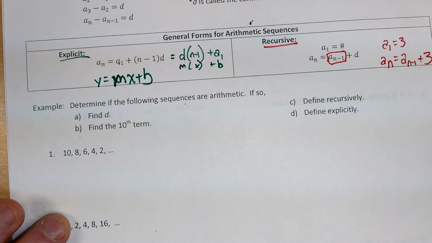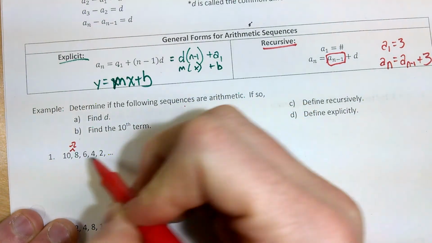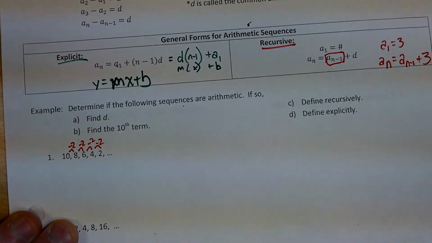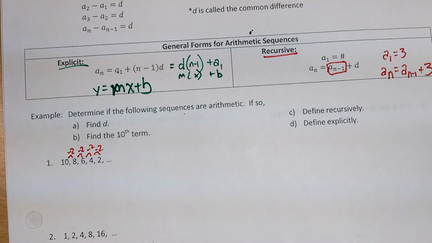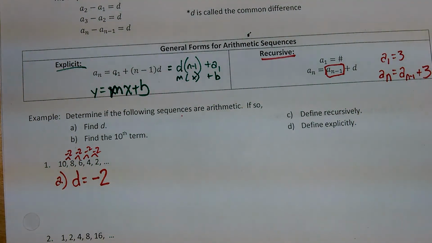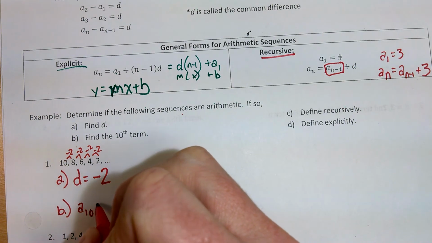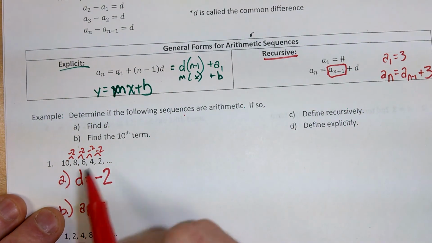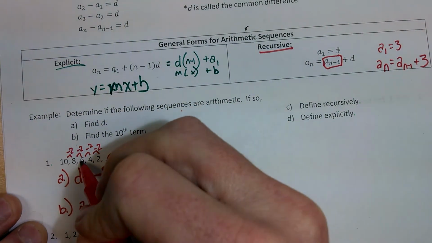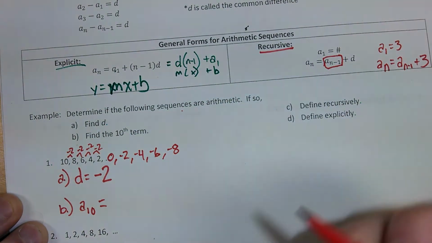This one's obviously decreasing. So if we use our trick to see if it's arithmetic, 10 to 8 is minus 2, 8 to 6 is minus 2, 6 to 4 is minus 2, and that stays the same the whole time. So it is arithmetic, and our d value is minus 2. If we wanted to find our 10th term, a sub 10, well, we've got 1, 2, 3, 4, 5, so I'm just going to go ahead and list off the next ones. I can subtract 2. So there's our 6th, 7th, 8th, 9th, and 10th term is negative 8.